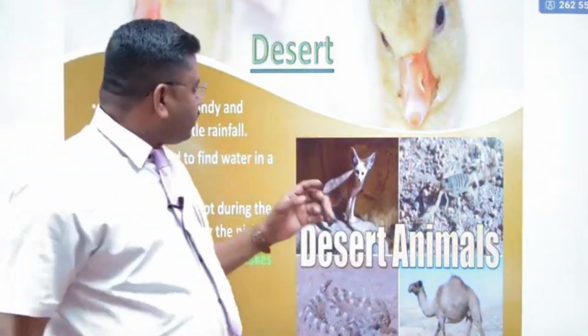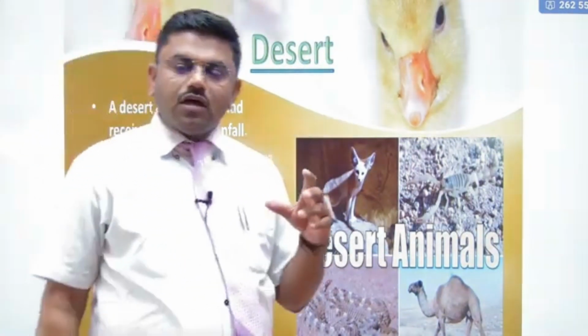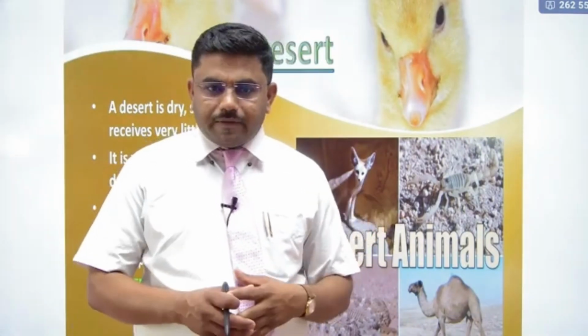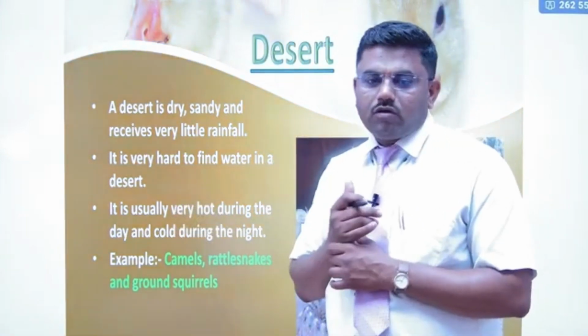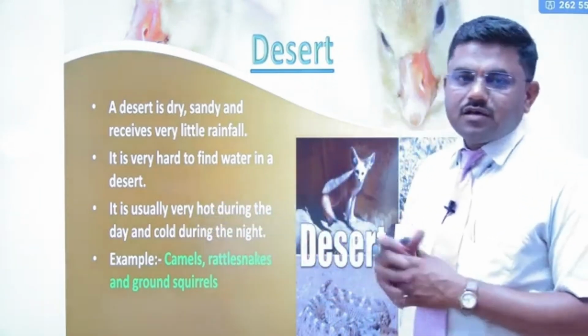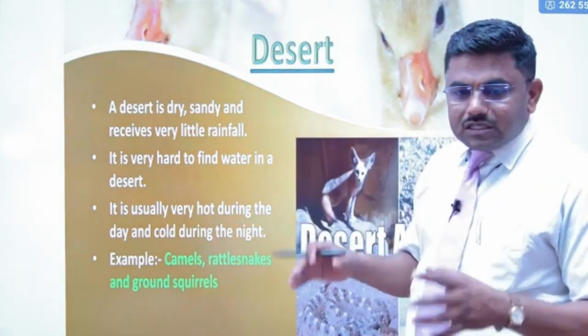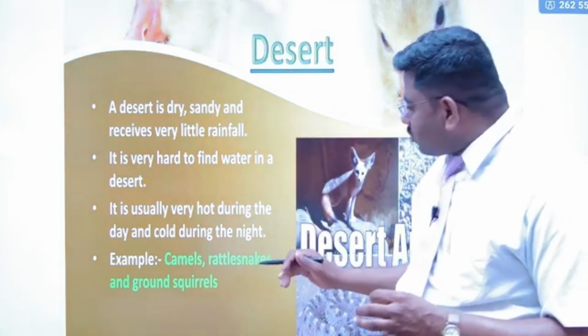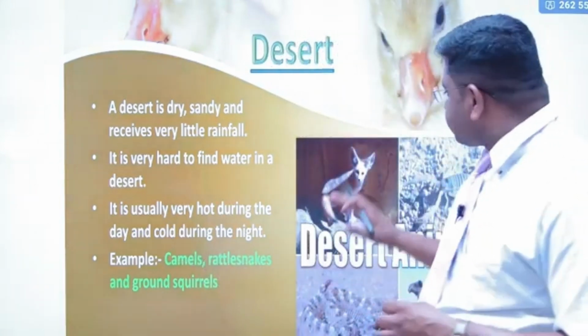The desert is also an area covered by land, so it is a terrestrial area. Desert is dry, sandy and receives very little rainfall, which is why it is known as the desert area. The Sahara is a desert. Because there is very little rainfall, it is very hard to find water in the desert area. It is usually very hot during the day and cold during the night. Animals there include camels, rattlesnakes and ground squirrels.